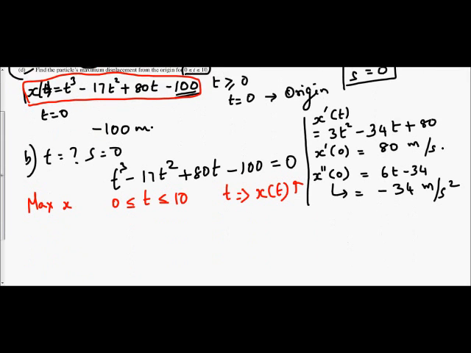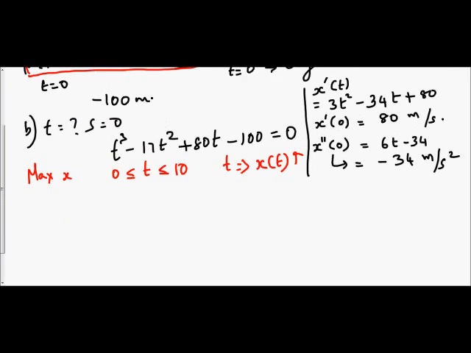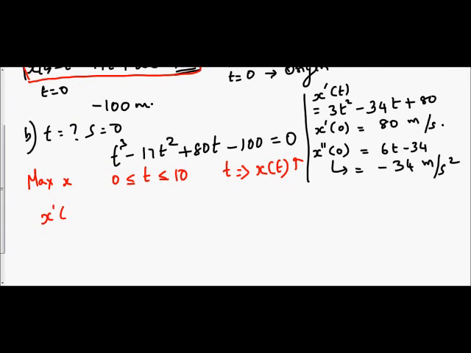So how do you find that? For that you need to put x dash of t equal to 0, which we have here, which is 3t square minus 34t plus 80 equals 0. And you can simplify this, and then you will get the value of t to be equal to this, so this is the value of t for which this equation is equal to 0.